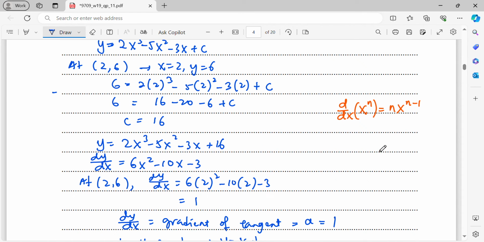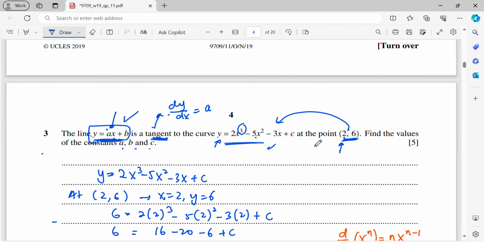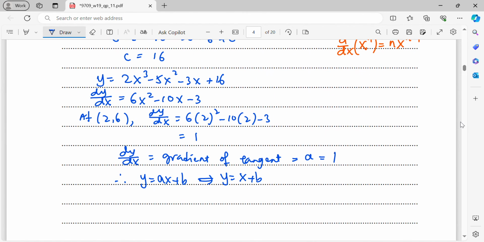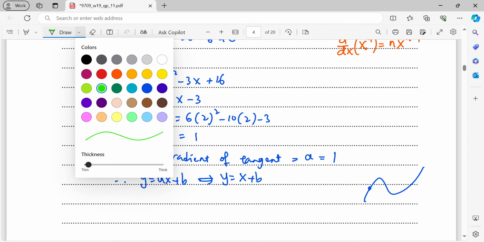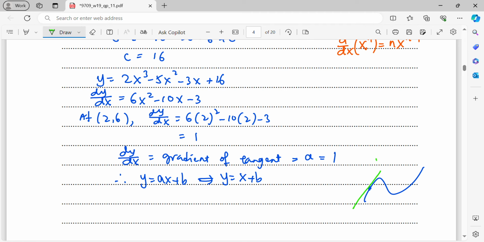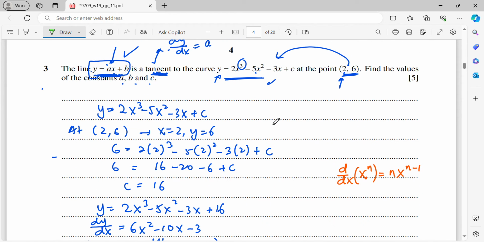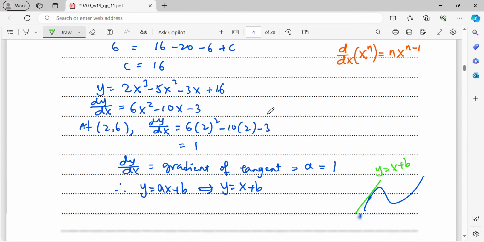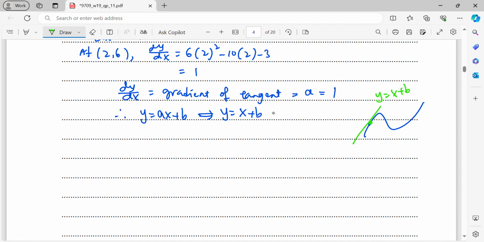Okay, so just for information, the concept for this graph is, let's say this is the curve. So this is the tangent line because you have a slope right now. This is y equals x plus b. And it's mentioned that this line ax plus b is a tangent to the curve at the point 2, 6. That means the 2, 6 is basically on the curve and also on the line.